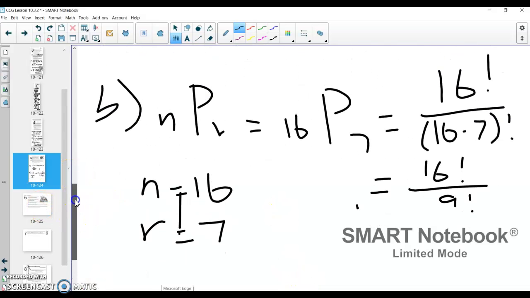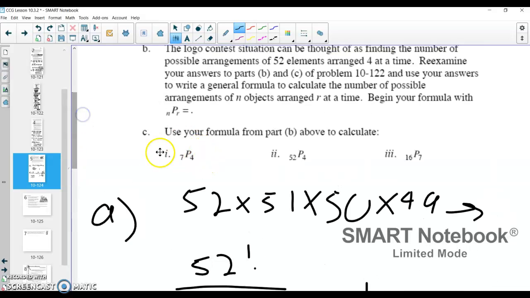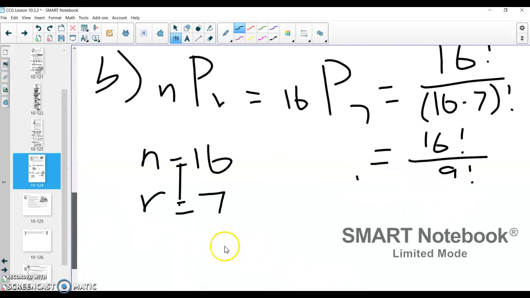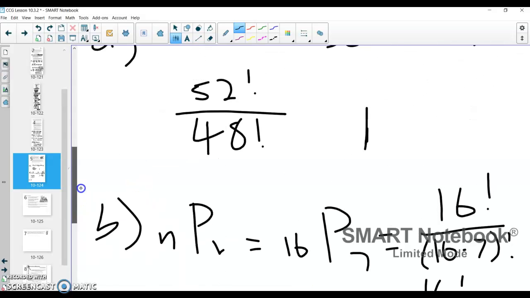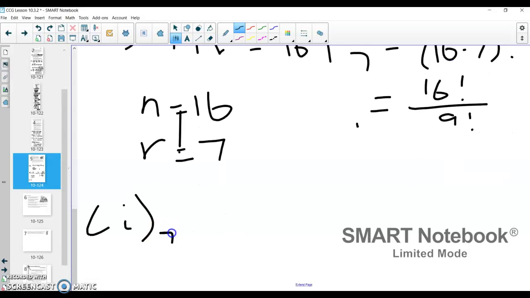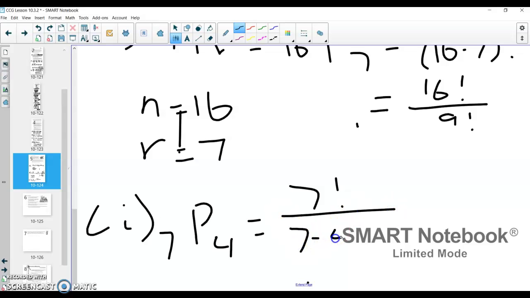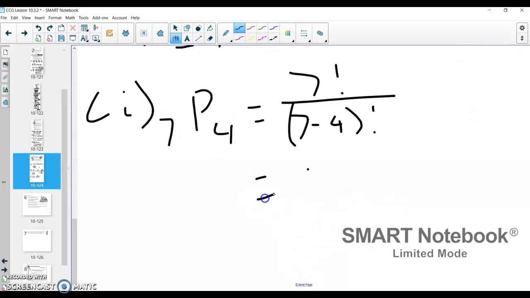So we can start seeing these problems as nPr problems: the number of choices over the number of choices minus decisions, keeping those factorials attached. We're going to do that with part C, items 1, 2, and 3. Starting with the first one, you have 7P4, which is the same as 7 factorial over (7 minus 4) factorial, which gives you 7 factorial over 3 factorial as your answer.